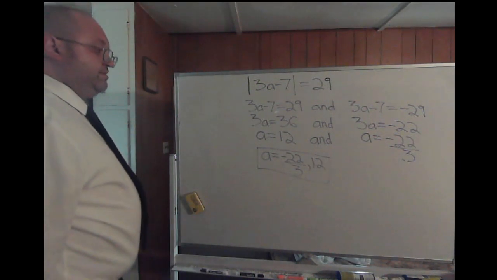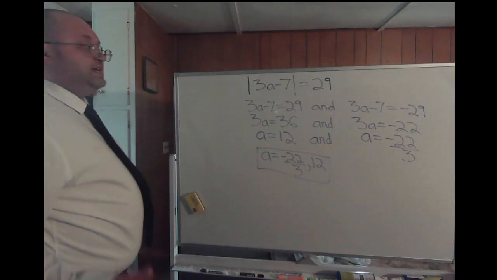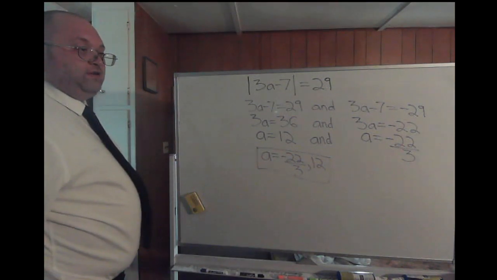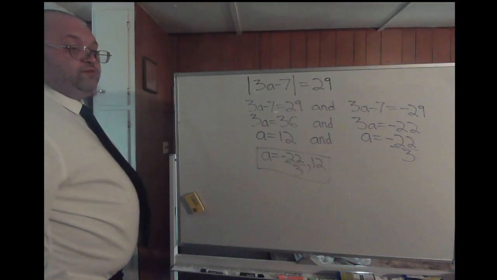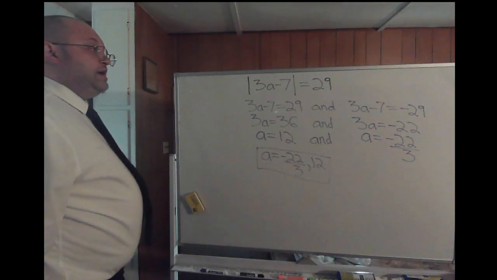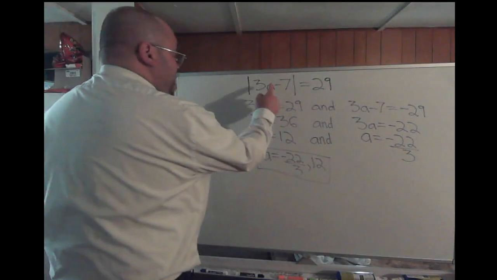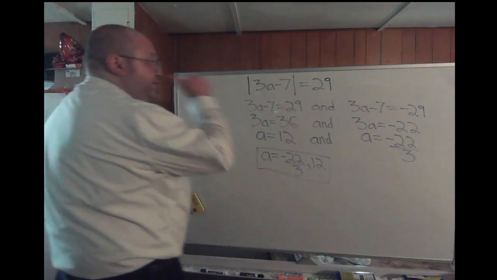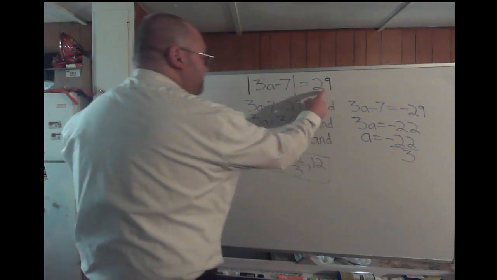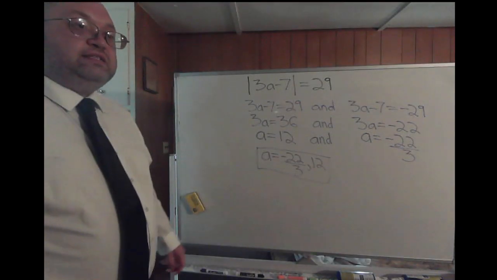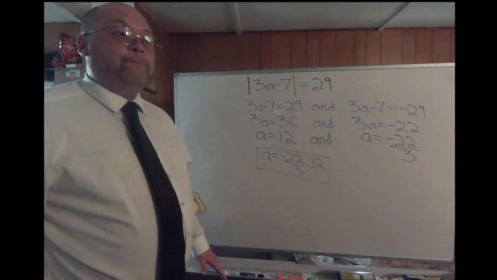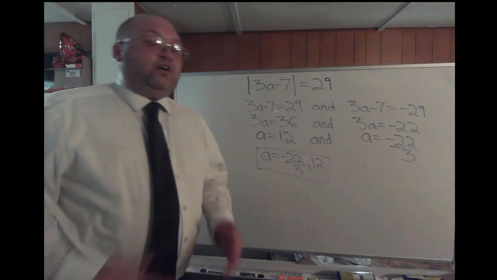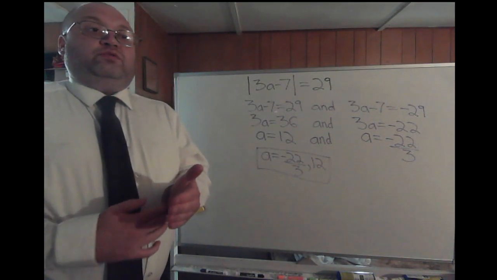You should always have two solutions unless the absolute value comes out to 0. If the absolute value equals 0, you're only going to have one solution. Now, you can have negative signs inside the absolute value, but on the right-hand side, your number can never be negative because the absolute value of a number is always positive, never negative. So that's really all there is to the absolute value.